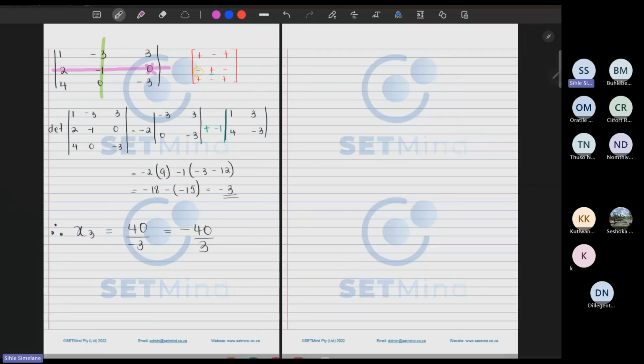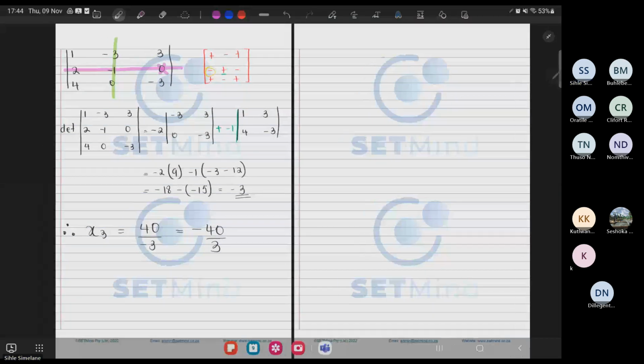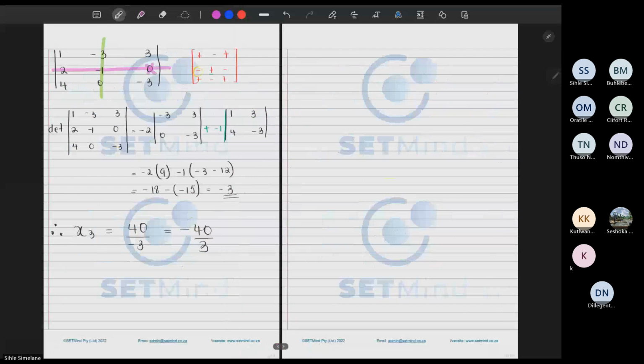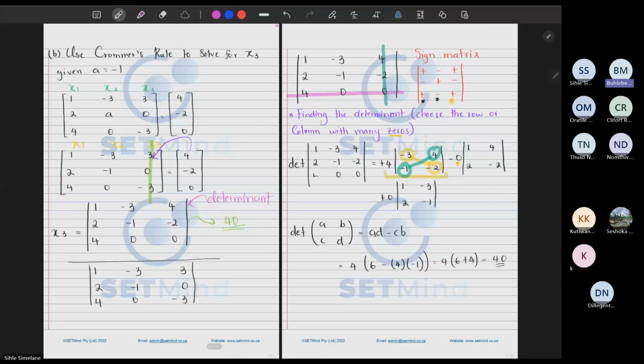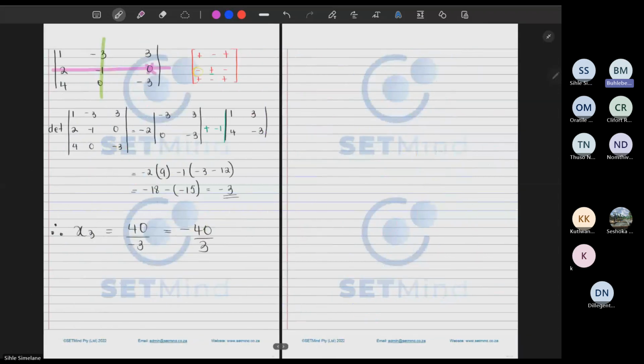Anyone who has a question, please ask. Yes, can you re-explain the last determinant, the end part?